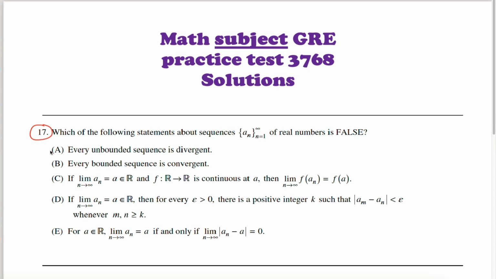So I look over here and consider A, really hoping that it's false, because if it's false, then I'm done with the problem. And what A says is that every unbounded sequence is divergent. Unfortunately, that's a true statement, but it's very similar to a false statement. As we'll see, the converse of this statement is false. Unbounded implies divergent, but divergent does not imply unbounded.